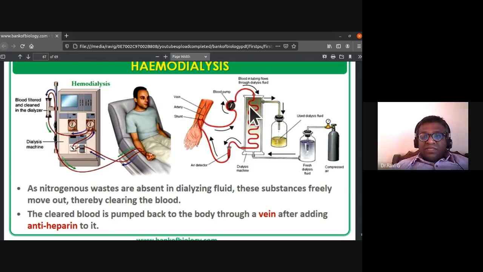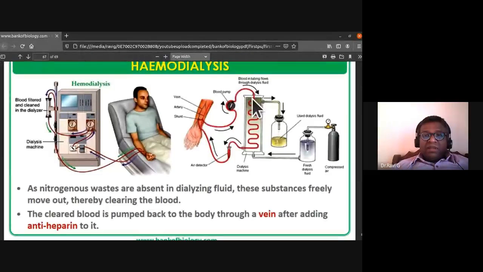See, this is the coiled cellophane tube. As nitrogenous wastes are absent in the dialyzing fluid, these substances freely move out, thereby clearing the blood. The cleared blood is pumped back to the body through a vein after adding anti-heparin to it.